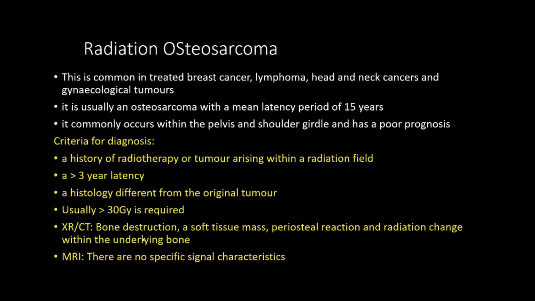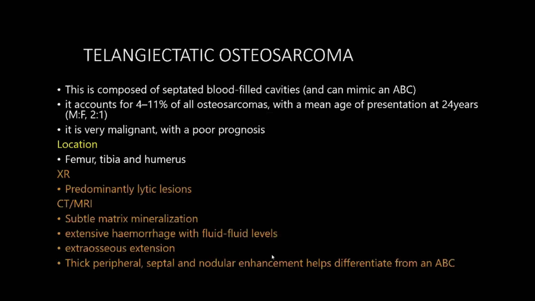In the CT, there is bone destruction and soft tissue mass, periosteal reaction, and the radiation change within the underlying bone. There is no specific signal characteristic in the MRI. Here is the radiation osteosarcoma.